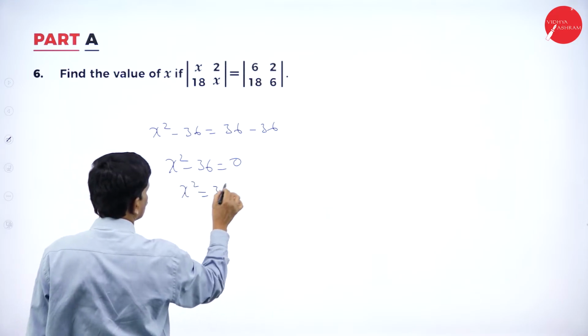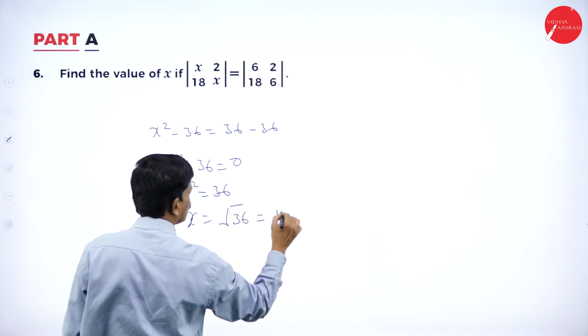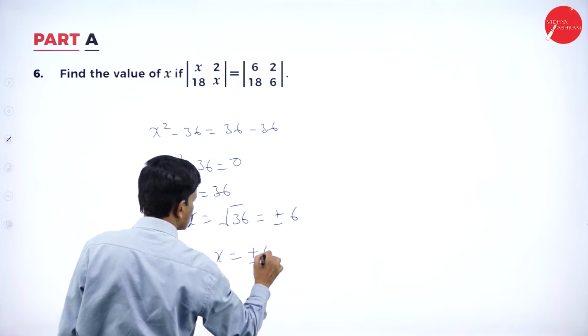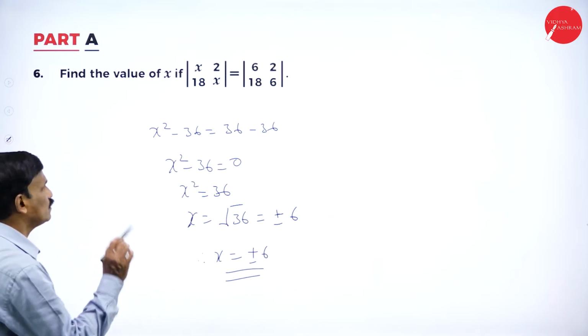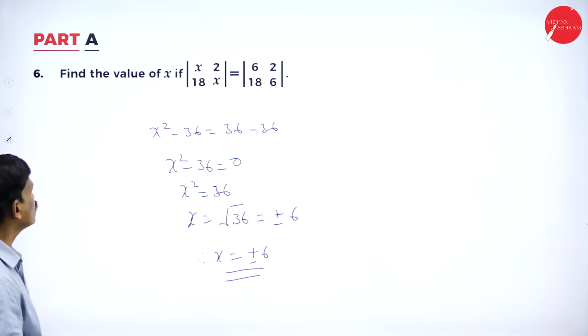x square is equal to 36. x is equal to root of 36, which is plus or minus 6. So therefore the value of x is equal to plus or minus 6. That's it. Just a very simple and very important type of problem. Just simplify, you will get the answer. Now let us come to the next problem.